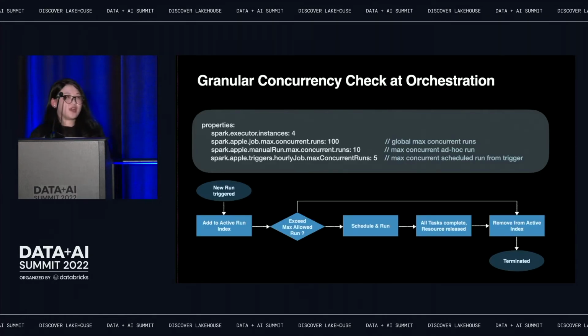The CRD describes that for this application, the total maximal parallelism allowed is 100. At any time, there won't be more than this number of active runs of the same application at any level. And the user may also configure that it allows a maximum of 10 concurrent ad hoc manual kickoffs of this application, as well as a maximum of 5 concurrent runs from the trigger named hourly job.